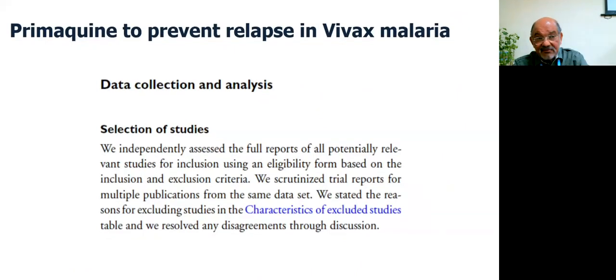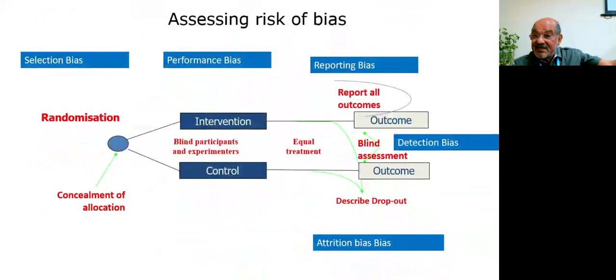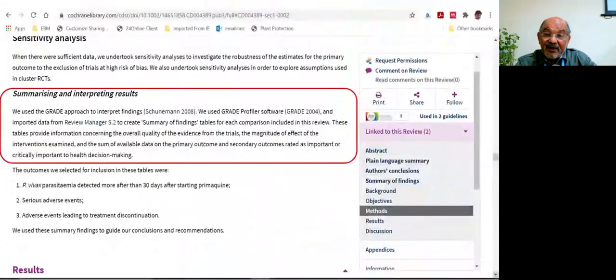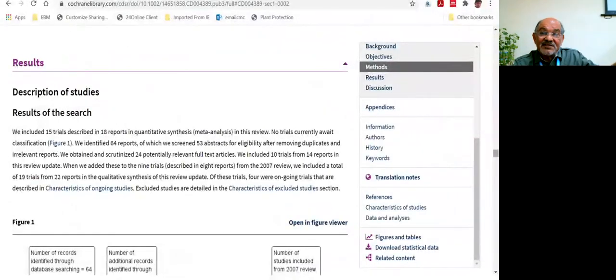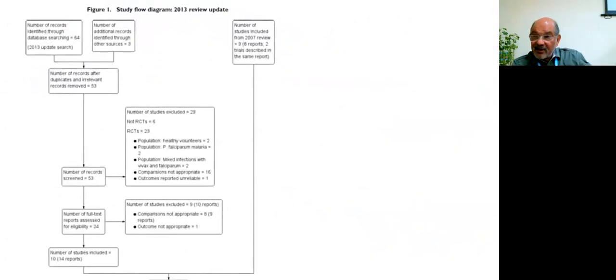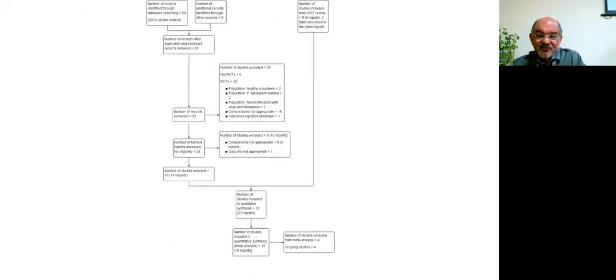Then we wrote how we select the studies independently, extract data and look at risk of bias, and also say how we are going to summarize the results and what our main outcomes are for the summary of findings table. And then you come to the results section, where initially you qualitatively describe what you found: how many trials, which countries, what age groups, and which studies you excluded, like a flow diagram, like a CONSORT diagram. So we finally ended up with 15 studies for meta-analysis.